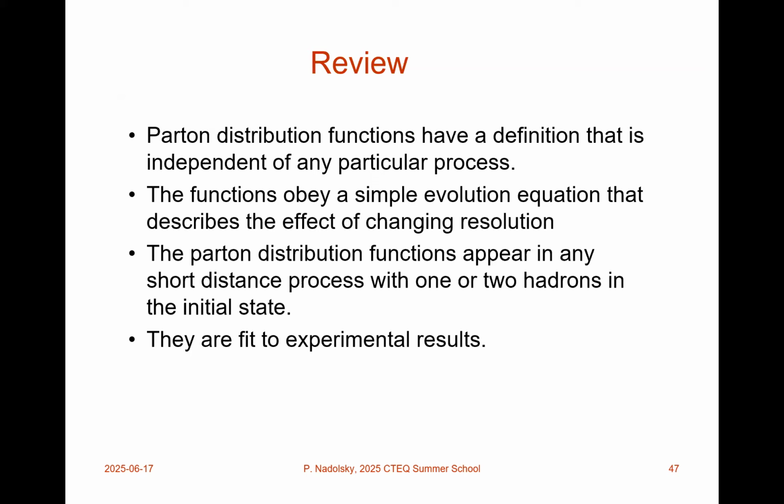So the DGLAP equations are a relatively simple system of evolution equations, right? They describe the effect on the PDFs when we change the resolution of 1/q distance. Typically we use these parton distribution functions in short distance inclusive processes where we knock out only one or a few particles plus everything else. At colliders, we typically have one or two initial state hadrons, so we feed them with experimental results or we find them from lattice QCD.